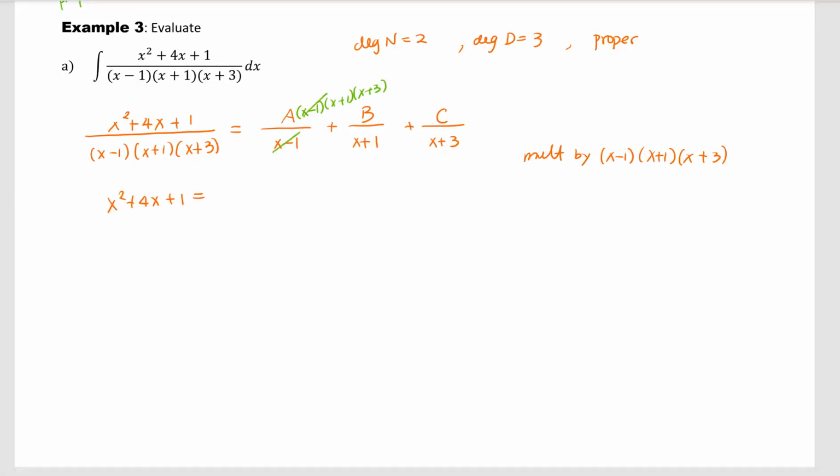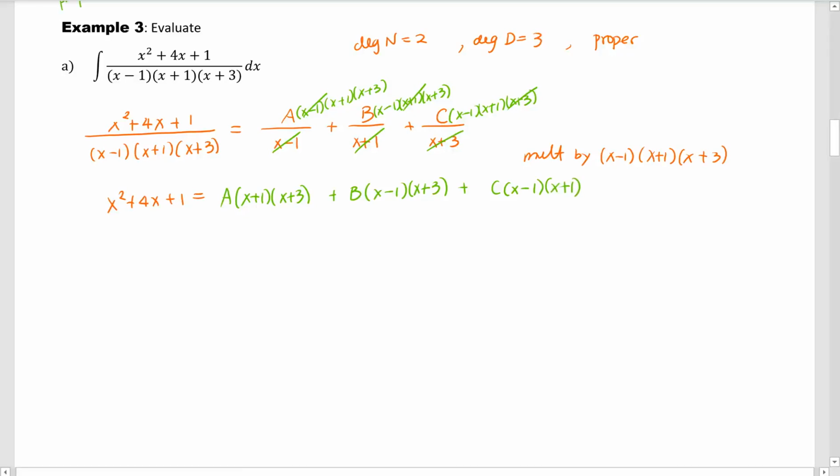You can see this guy cancel. So we have A times x plus 1 times x plus 3. The second term, x minus 1, x plus 1, x plus 3. X plus 1 cancels, so you have B, x minus 1, x plus 3. And then x minus 1, x plus 1, x plus 3, and then you cancel out. We have C times x minus 1, x plus 1. So far, so good, everybody?